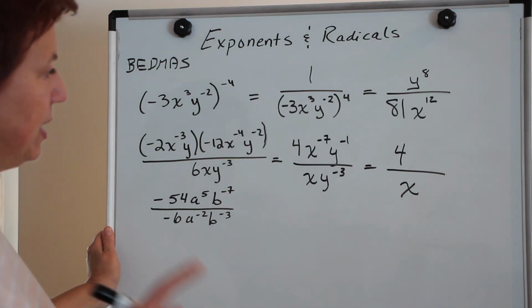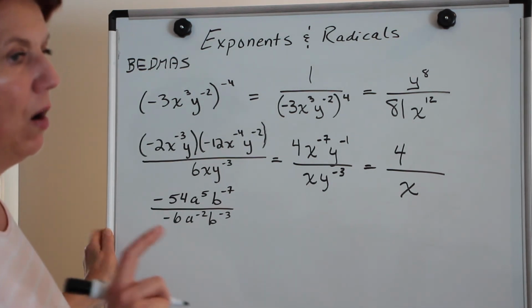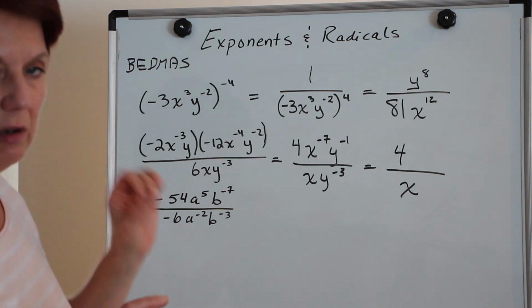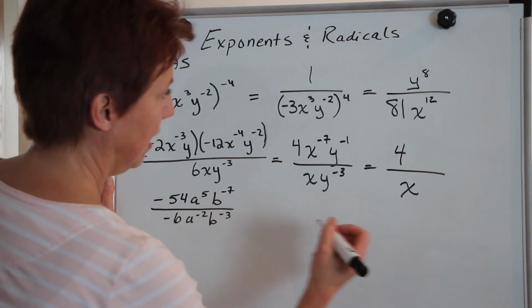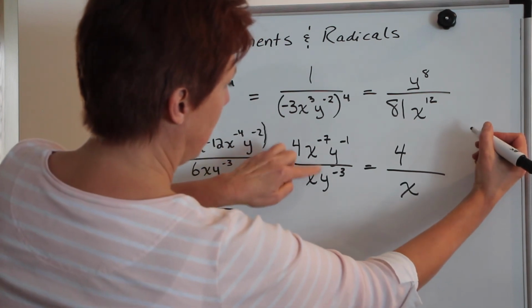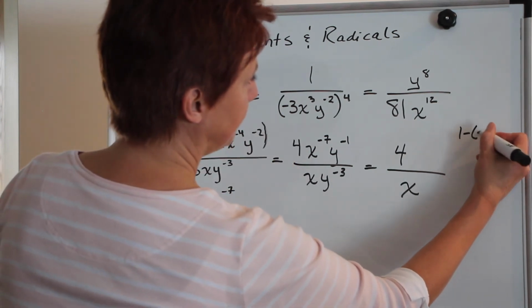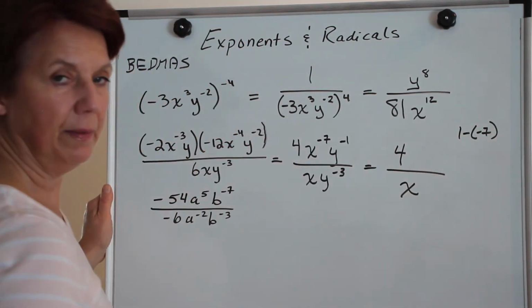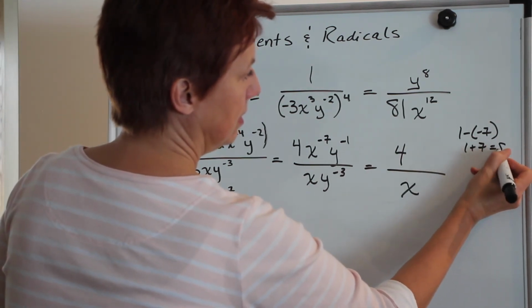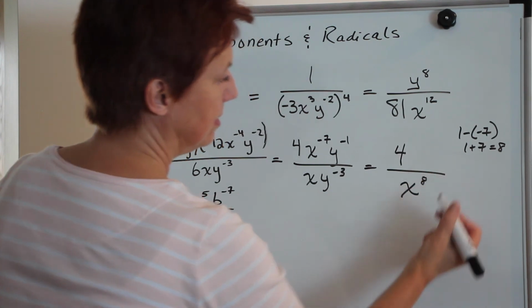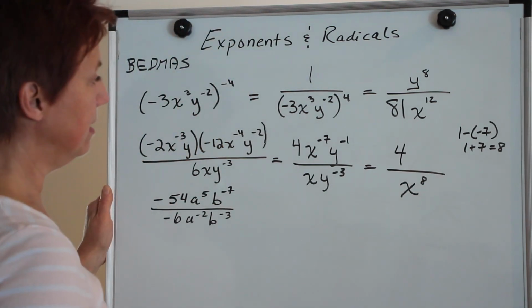And like I've explained in previous videos, always subtract from the larger number. But subtracting negatives is tricky, so be careful. So what we're doing here is 1 minus -7, which is 1 plus 7, which is 8. So that's the exponent that we end up with on that x.